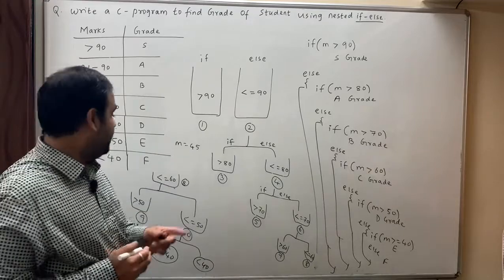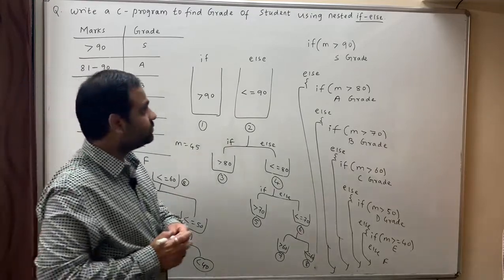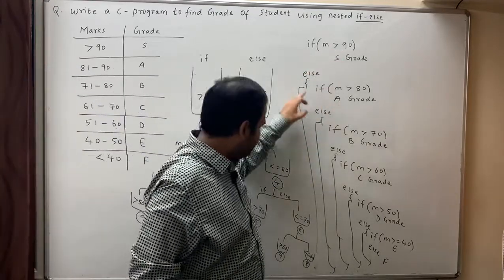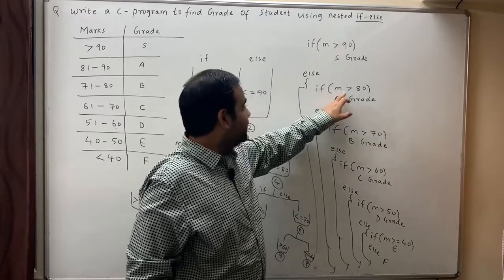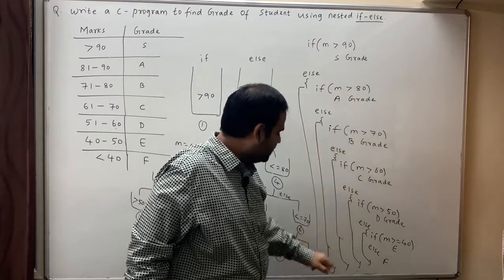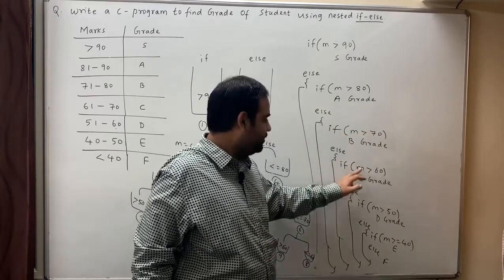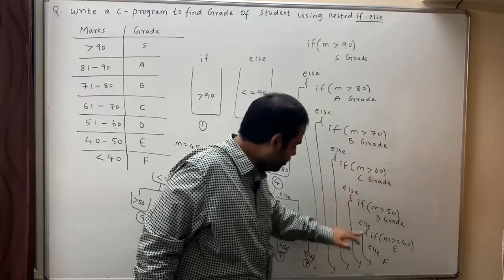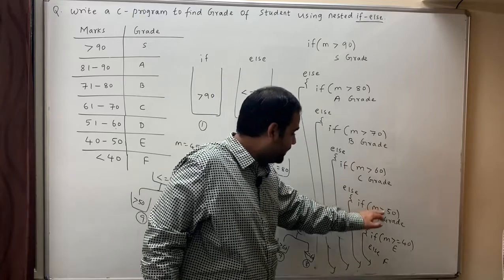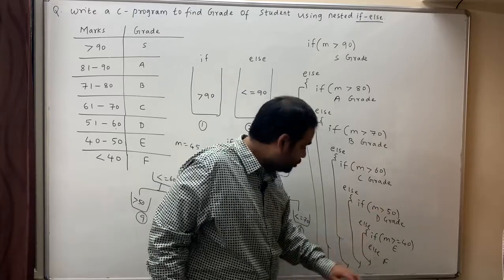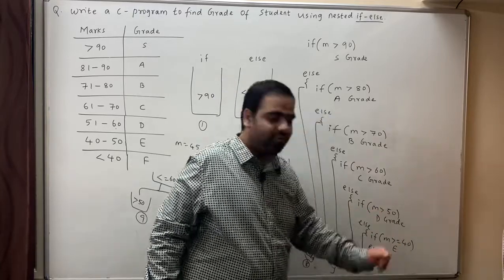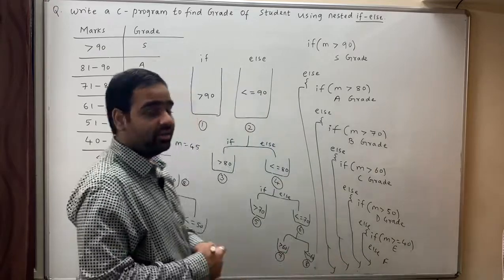Okay, now let's see with marks 45. Greater than 90 is false, this else should be evaluated. Greater than 80 is false, this else should be evaluated. Greater than 70 is false, this else should be evaluated. Greater than 60 is false, this else is evaluated. Greater than 50 is false, this else should be evaluated. Greater than or equal to 40 is true, and it says it is an E grade.